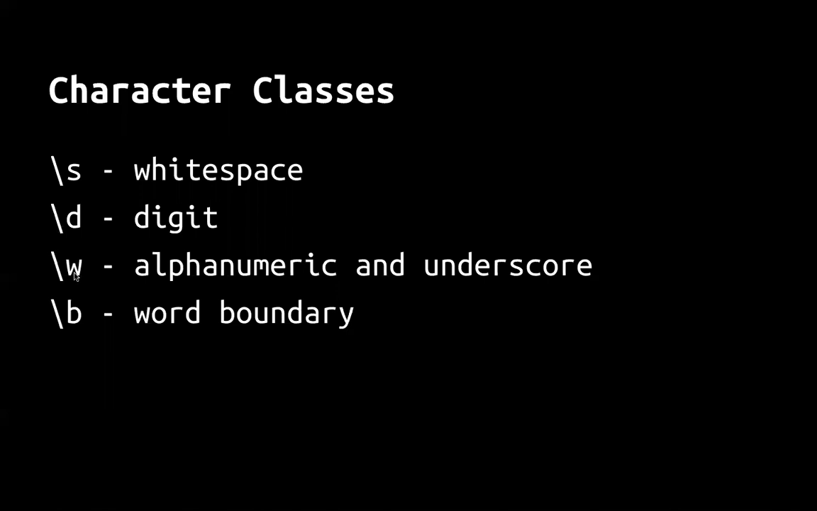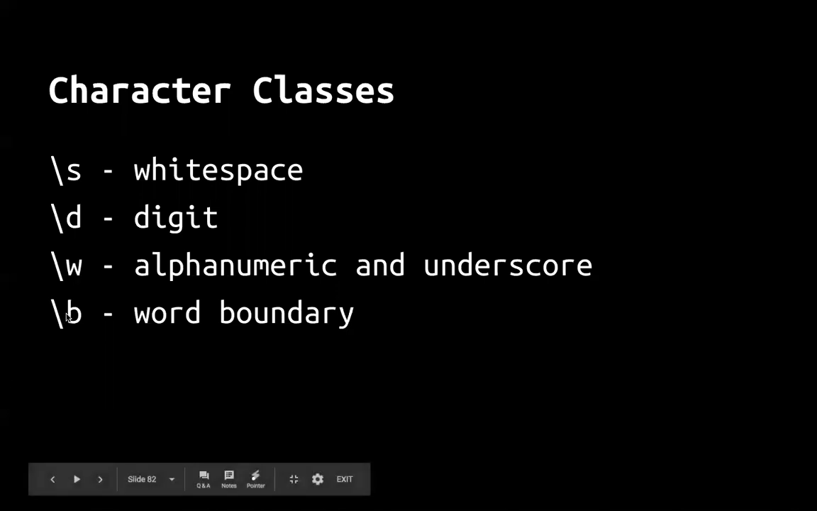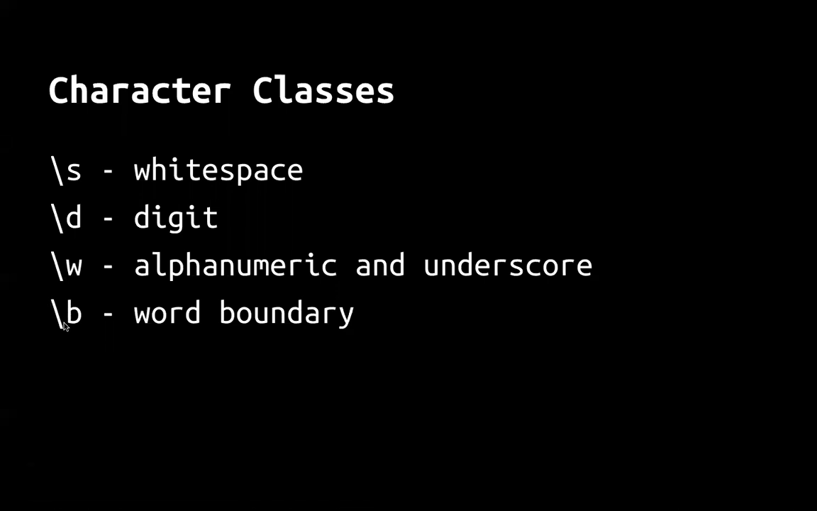\w will match any word character, so any number, letter, or underscore. So it's a good thing to match variable names or that sort of thing. And then \b matches a word boundary, so that will match a place in your string where it'll match the end or the beginning of a word, if that makes sense. Just like $ matches the end of a string, \b will match the end of a word, where the end of a word is defined by there being a number or a letter, and then after that a space or a punctuation or something.